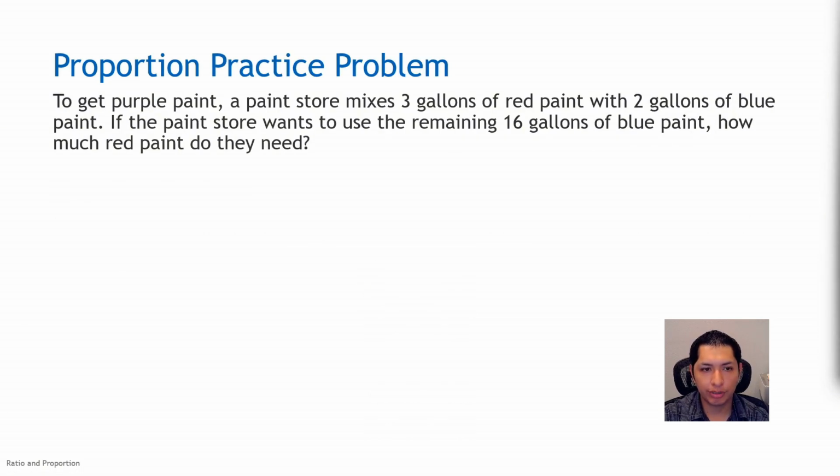Let's look at a proportion practice problem. To get purple paint, a paint store mixes 3 gallons of red paint with 2 gallons of blue paint. If the store wants to use the remaining 16 gallons of blue paint, how much red paint do they need? So we are given three values here. We are given 3 gallons of red paint, 2 gallons of blue paint, and 16 gallons of blue paint.